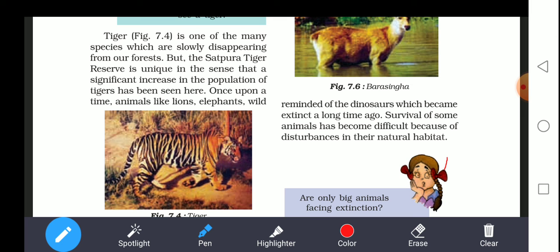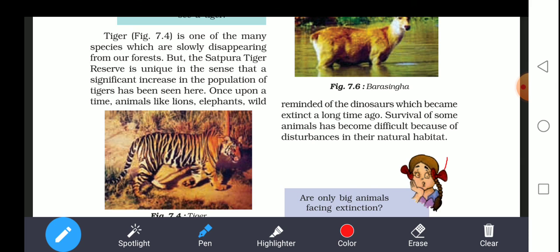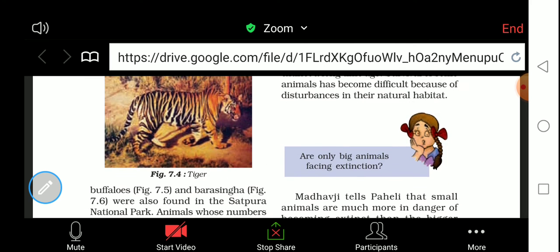Survival of some animals has become difficult because of disturbances in their natural habitat. Some animals are living nowadays in this universe, but they find it difficult because of disturbance in their natural habitat. Deforestation is one of the causes which is depleting the life of the animals and species. Forest fire and many other things are also affecting the life of these species, and causing disturbance to the natural habitat of animals.